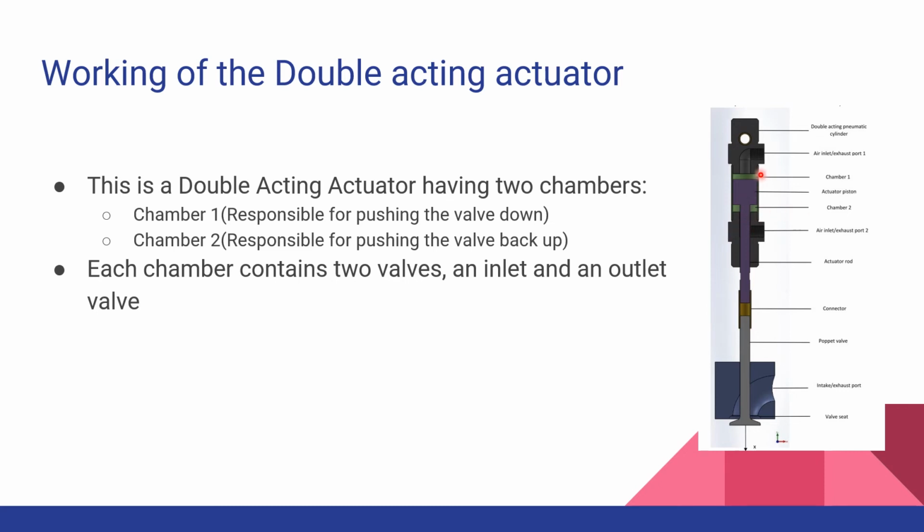Later, the inlet valve of chamber 1 is closed and the outlet valve is opened to the atmosphere. And in chamber 2, the inlet valve is open and the outlet is closed. So this time the compressed air enters chamber 2 and pushes the actuator piston upwards, pushing out the air from chamber 1 into the atmosphere. This is how the actuator piston moves up and down, and hence the poppet valve moves.